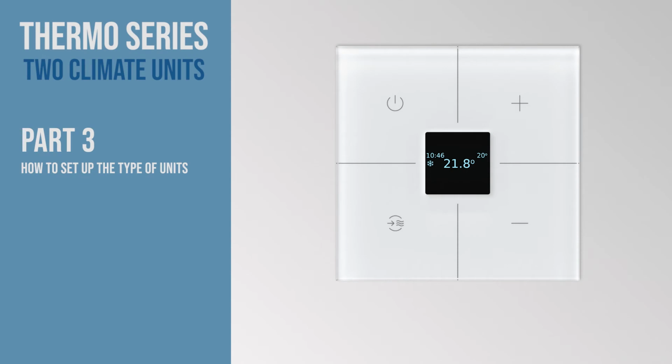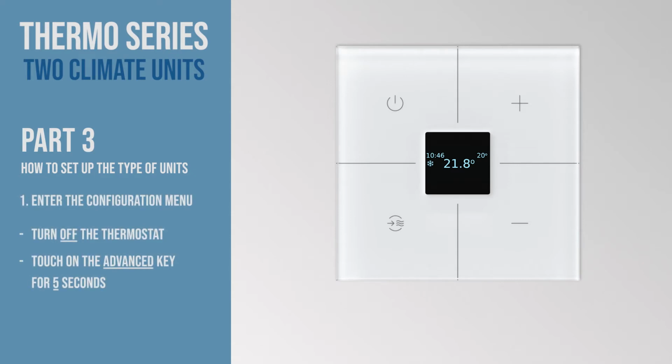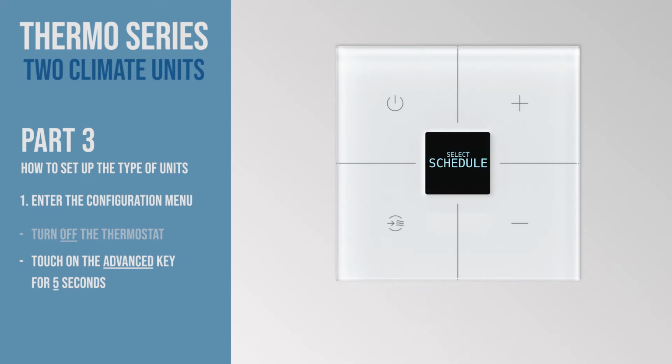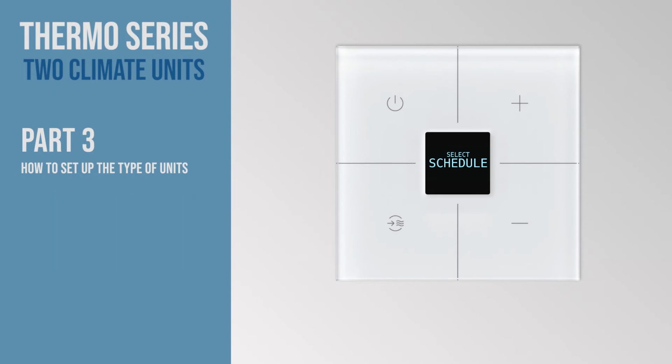Now in the last part, let's see how to set up the type of units. First, enter the configuration menu. To do that, turn off the thermostat, and touch on the advanced key for 5 seconds. On the configuration menu, use the plus key and the minus key to move on the menu options. And also, the advanced key to select, and the standby key to go back.